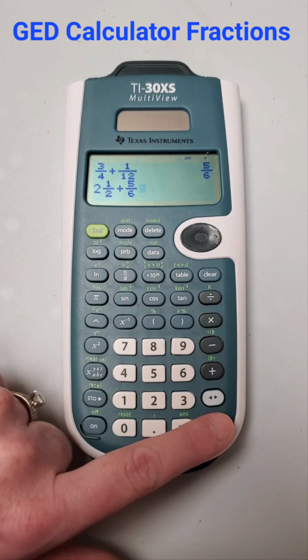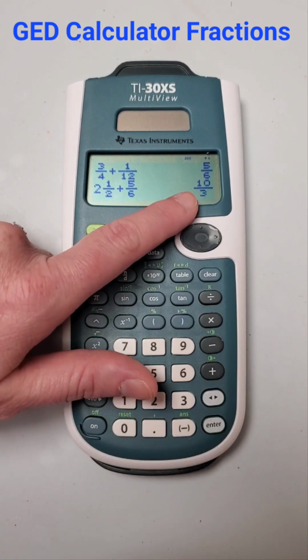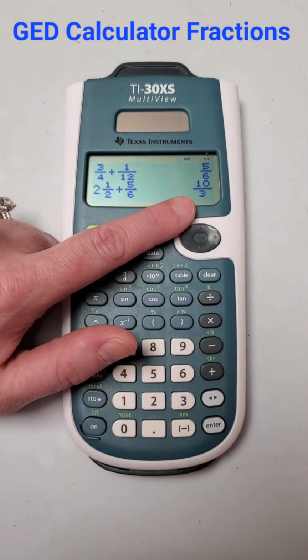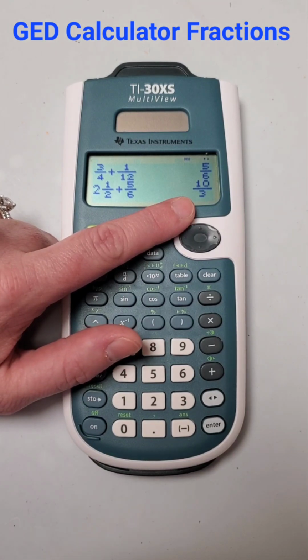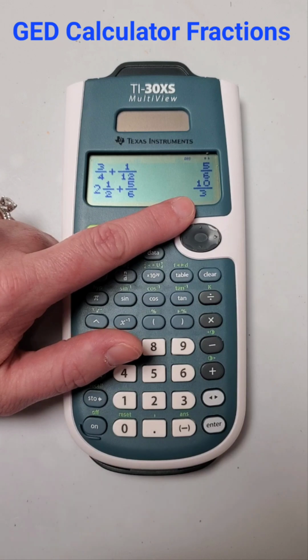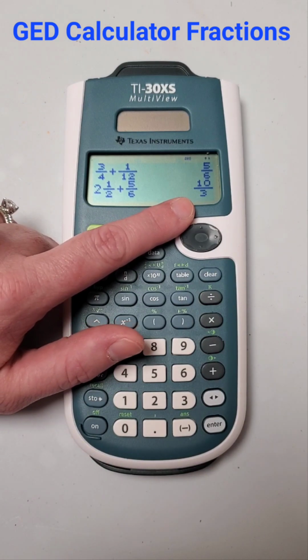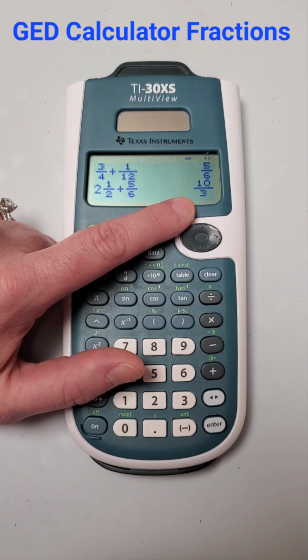Now when I hit enter, you're going to notice something interesting about the answer. This is going to be an improper fraction. The answer will always show up as an improper fraction. In algebra, that is nice. In basic fractions, that is not what you want. So this calculator will also take your improper fraction and turn it into a mixed number for you.